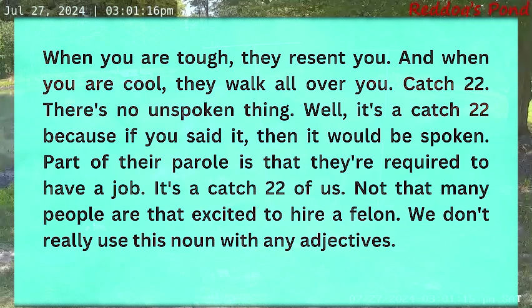Catch-22. There's no unspoken thing. Well, it's a catch-22 because if you said it, then it would be spoken. Part of their parole is that they're required to have a job. It's a catch-22. Not that many people are that excited to hire a felon.